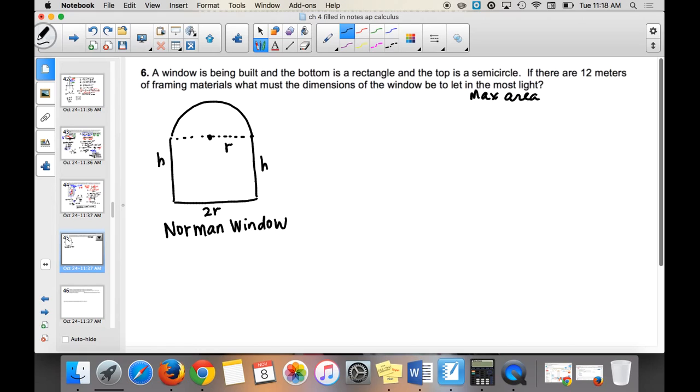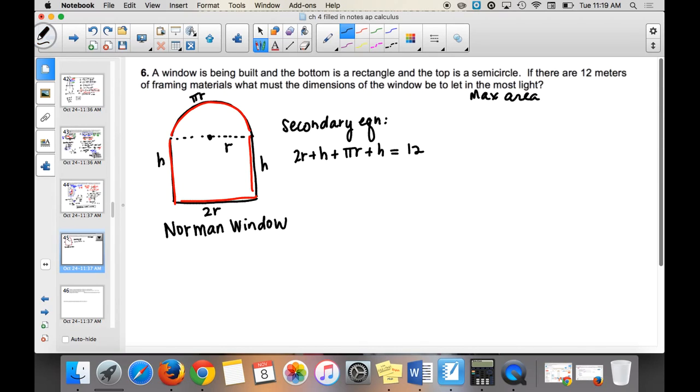Do you guys see why it's pi r? What's the circumference of a circle? 2 pi r, but this is only half of it, right? So this is going to be pi r. Our secondary equation, the one that we're not trying to maximize but that will help us get it in a single variable, is that 2r plus h plus pi r plus h has to equal 12, going all the way around. You guys see all these pieces? That's going to allow us to solve for h.